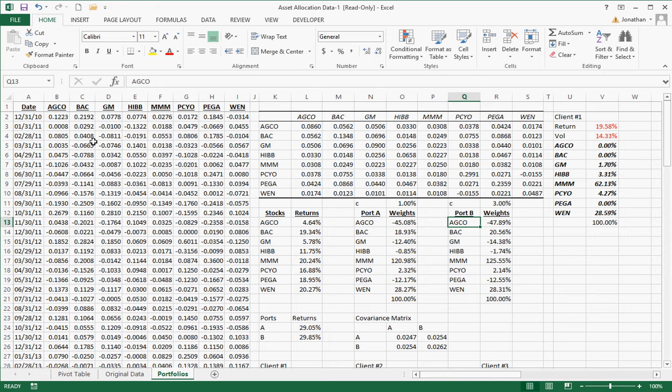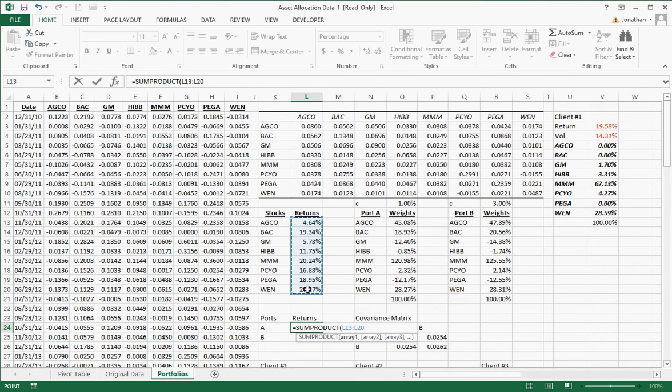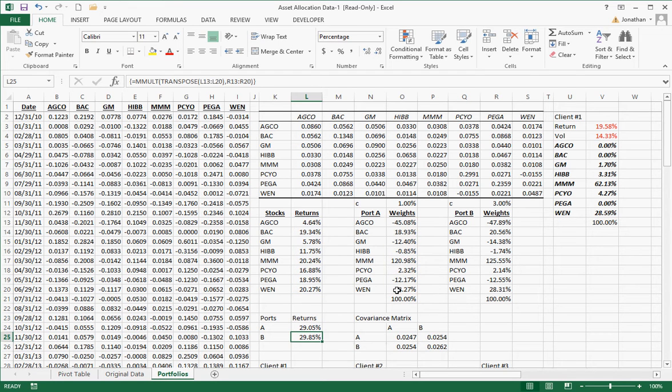Okay, so if they're allowed to short, I can use the closed form solution, which means I can algebraically solve for the best portfolio. To do that, I collapse these 8 stocks into Portfolio A and Portfolio B, and I find the risk, return, and relationship of Portfolio A and B. So the return of Portfolio B is the sum product of the returns times the weights. Doesn't matter which one you put first, and there you have it.